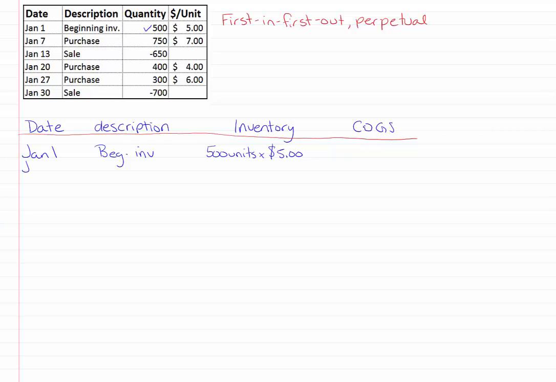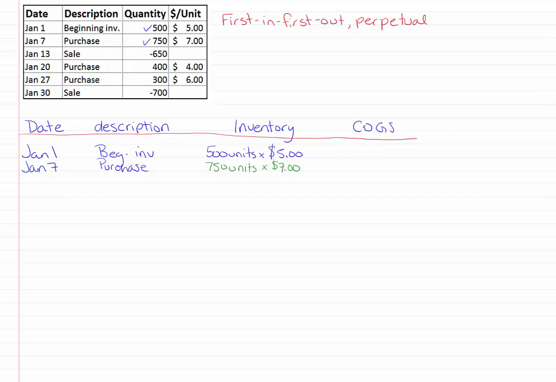I'm all finished. I can go down to the next item on my table, the January 7th purchase, and put that in. When I buy something, it goes into my warehouse until I sell it to a customer. 750 units at $7 per unit goes into my inventory. And I'm going to go up to my table and check off my 750, telling myself I've dealt with this item. I don't have to worry about it anymore.